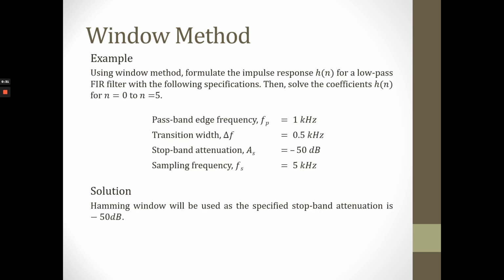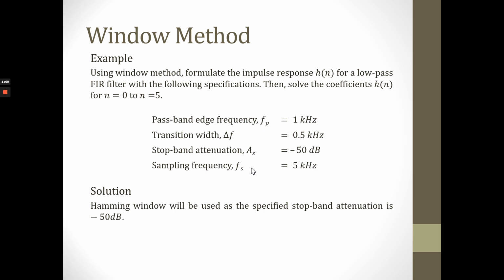For this example, we need to use the window method to determine the impulse response h(n) for a low-pass FIR filter with the following specifications. We need to solve for n from 0 until 5. Given in this equation are the passband frequency Fp, transition width delta F, stop band attenuation As, and sampling frequency Fs.